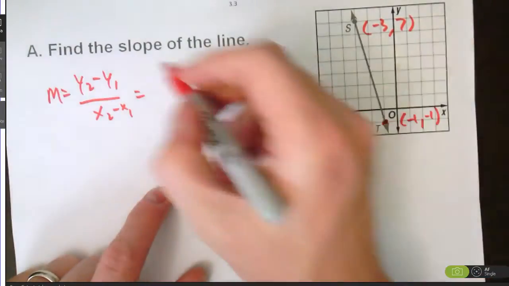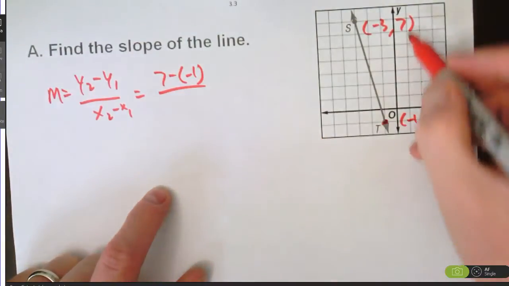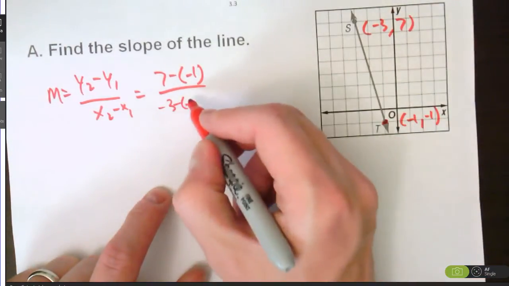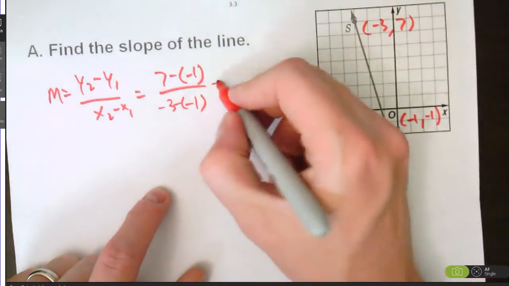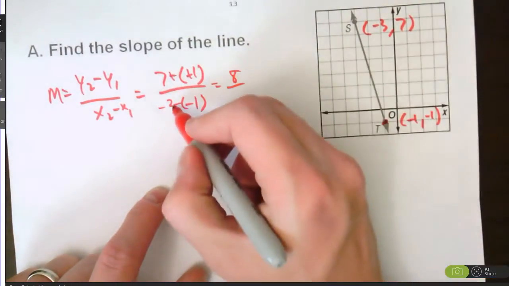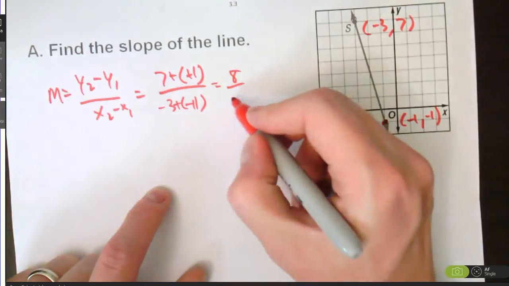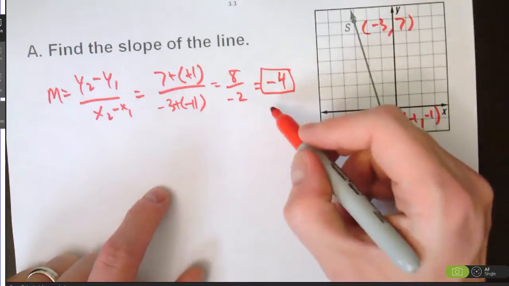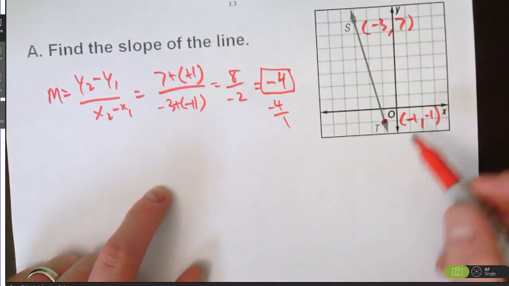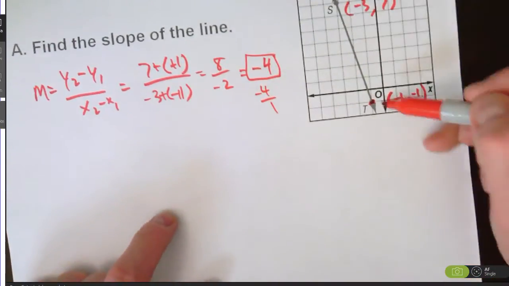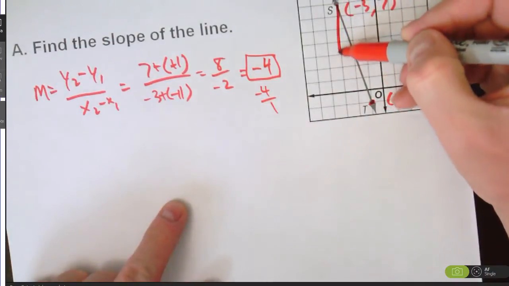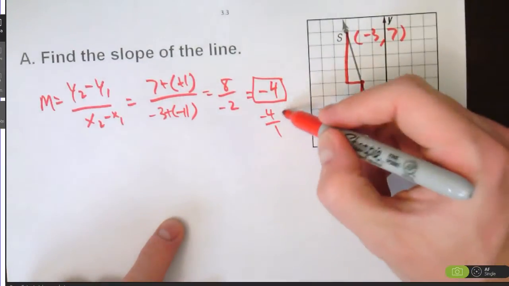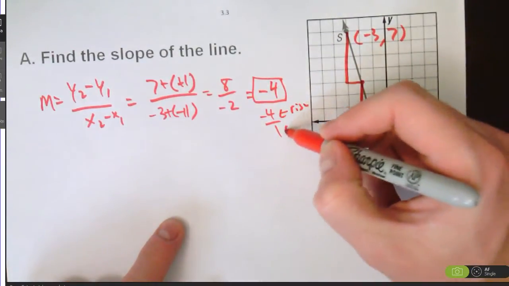So 7 minus negative 1 over, since I did 7 first on top, I have to do negative 3 first on bottom, negative 3 minus negative 1. Which gives us 8 on top, and negative 3 plus 1 is negative 2. That gives us negative 4. Negative 4 over 1 actually is a fraction, which means to get from S to T, I'm moving at a ratio of down 4 over 1, because again, this is the rise, this is the run.